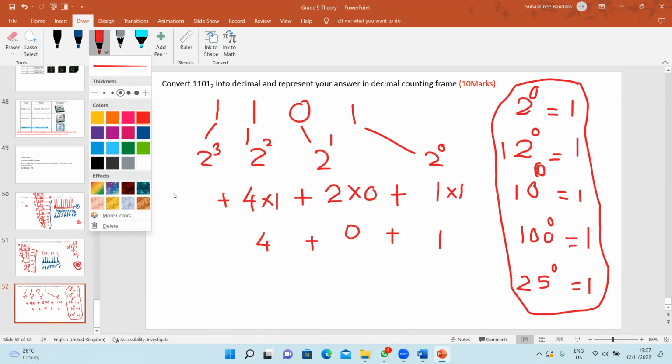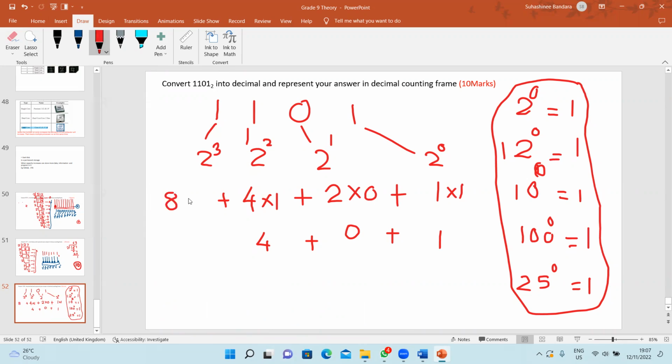Okay, so 8 multiplied by 1. What is the answer? 8. So what shall we do now? We should add all. 8 plus 4 is 12. 12 plus 1 is 13. Base 10. If you don't have the base 10, put a cross. No marks, 0 marks. Check whether you have written the base 10. If so, give 5 marks for this one.